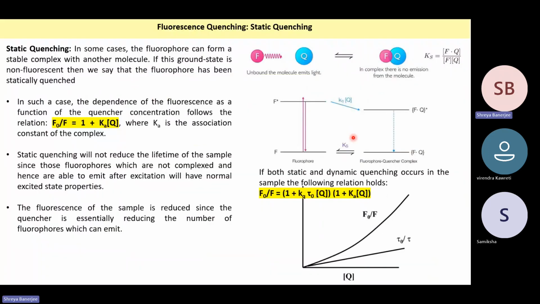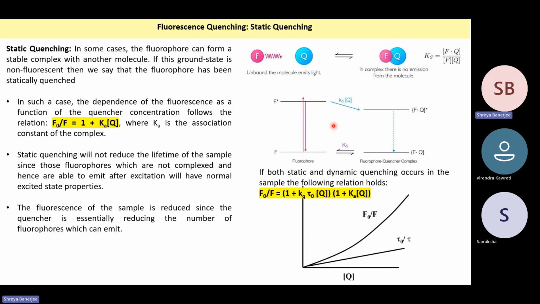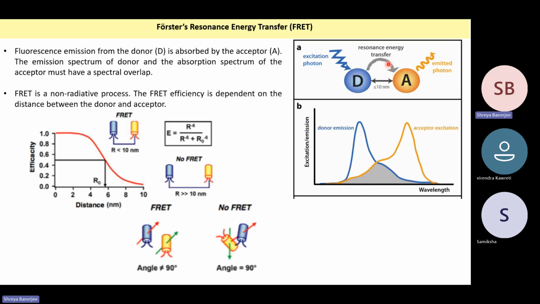The previous one was a case where it was just colliding and energy was getting transferred. That is why it is called dynamic quenching, because the molecules are moving and colliding with each other. This is static quenching, because the molecules are coming together, forming a complex. In that complex, the energy transfer is happening. Because energy is getting transferred to the quencher, the fluorescence intensity is decreasing. So that is static quenching, where the molecules are forming a complex. So that is about quenching.